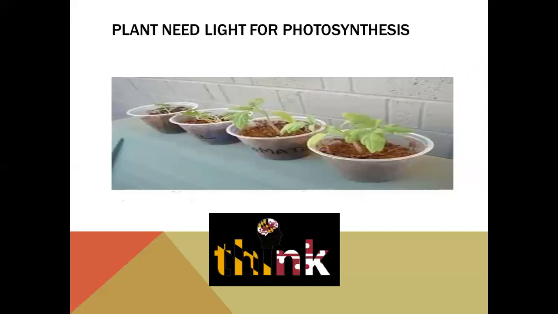The plant needs light for photosynthesis. Photosynthesis is the process in which the plant uses light to make food, to make sugar. So if the plant has no light energy, it may die. Many animals, directly or indirectly, depend on the plant. If the plant loses the light energy, it will die, and also the animals will die.